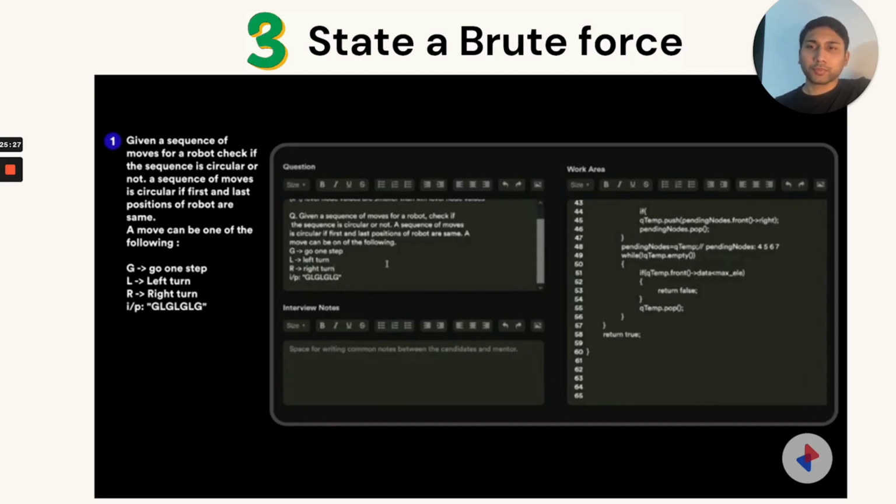Okay. Yeah, I am able to understand the question. Just help me out if I'm right or wrong. So I'll just assume that the robot starts at a random place, right?